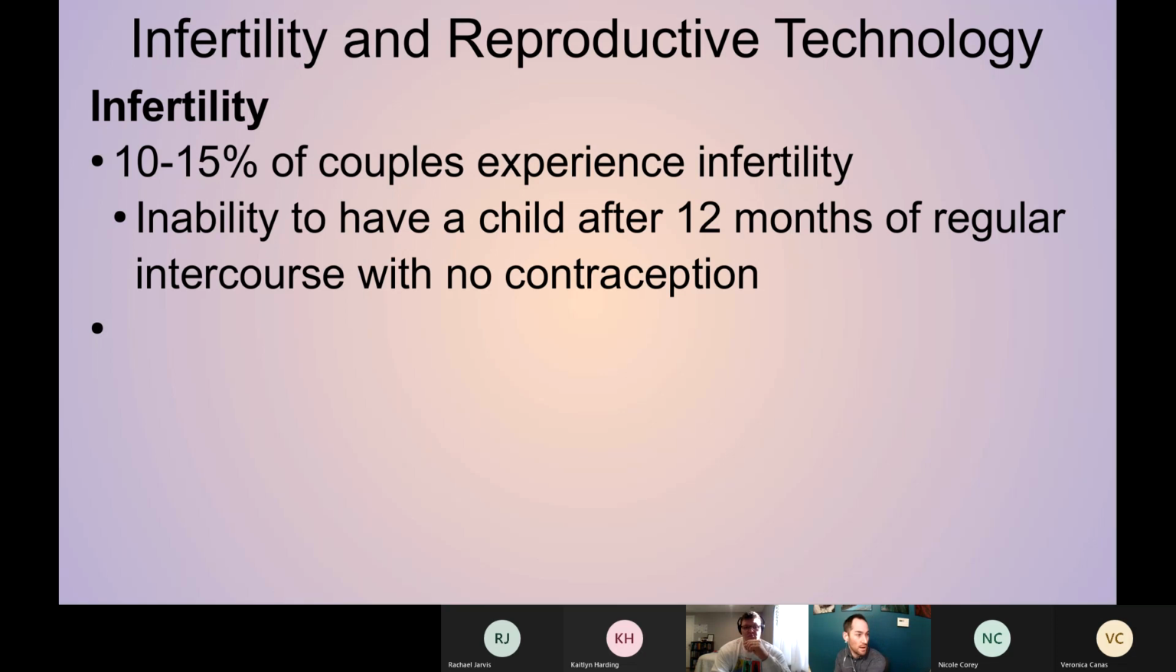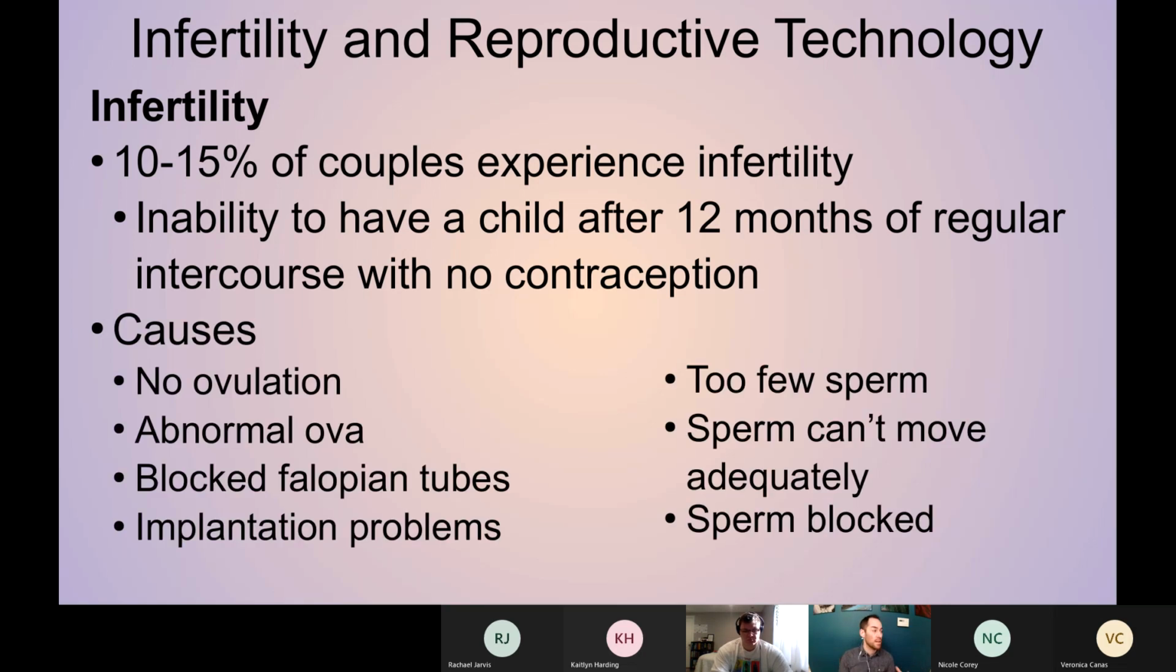All right, so we'll talk about some other aspects of the prenatal experience. One is infertility. About 10 to 15% of people experience infertility. That's a lot larger than I think we generally realize. It's not something that's generally talked about, at least in the US, how common infertility is. And it can be caused by a lot of different things. It's defined as the inability to have a child after 12 months of regular intercourse with no contraception.